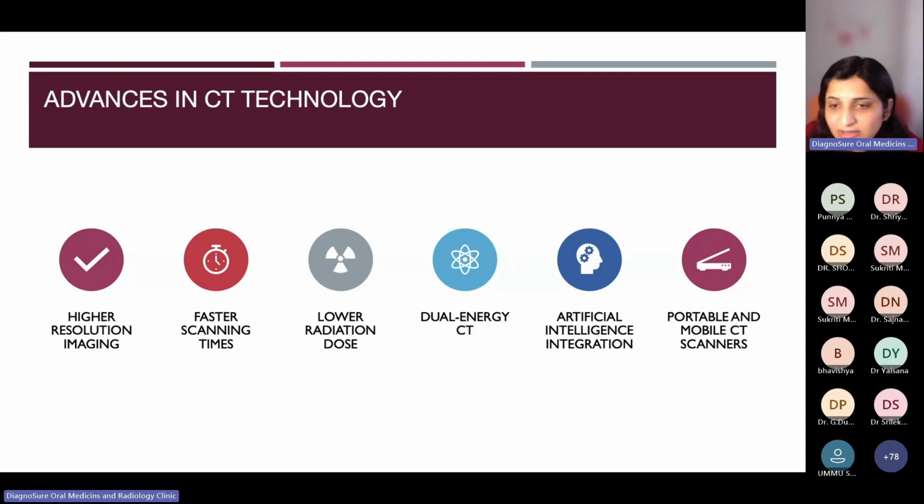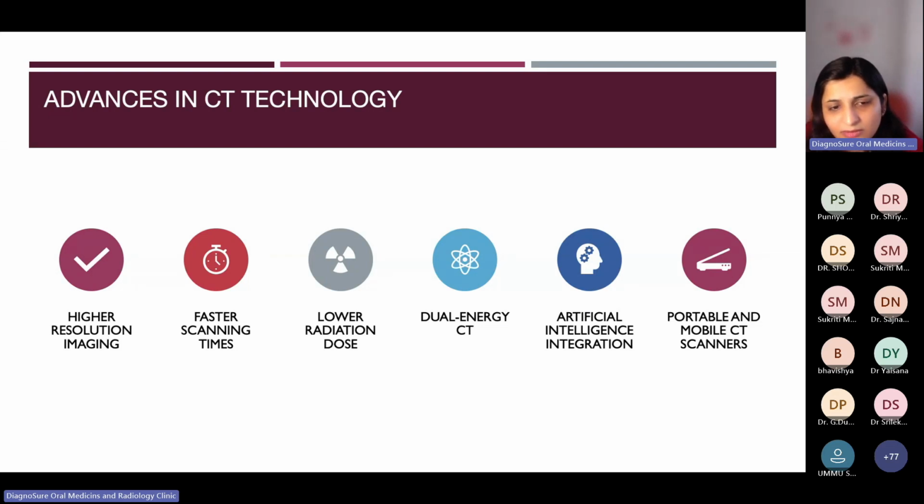Now, artificial intelligence integration. Like I said, AI algorithms are increasingly being used to assist in image analysis, automate routine tasks, and improve diagnostic accuracy by detecting subtle abnormalities that may be missed by the human eye. So many times, humans might miss some of the pathologies or some of the incidental findings. With artificial intelligence, it can help us detect these incidental findings or the other areas which might be missed by the human eye.